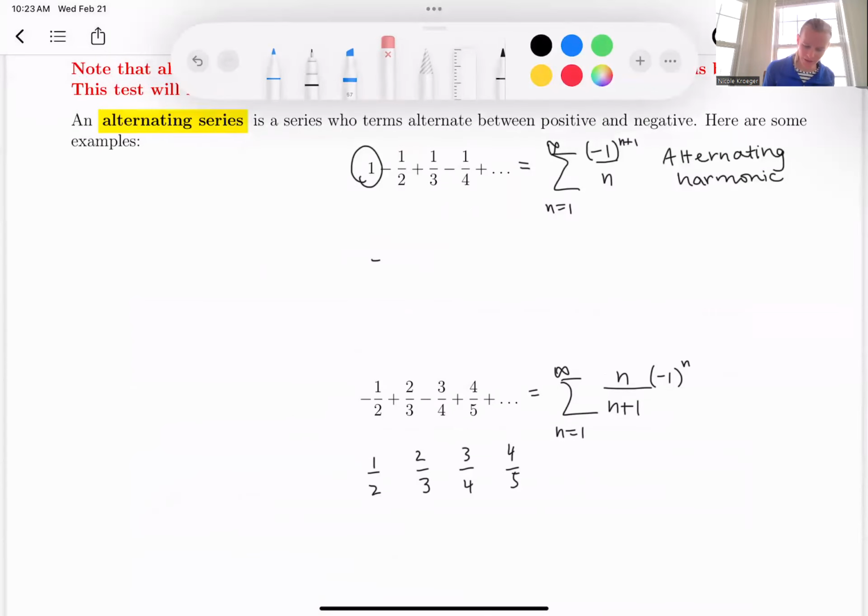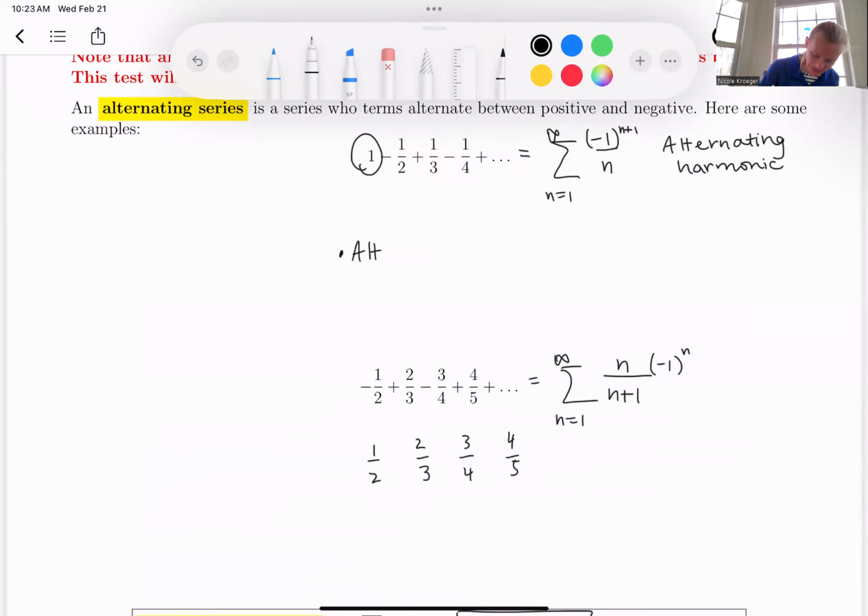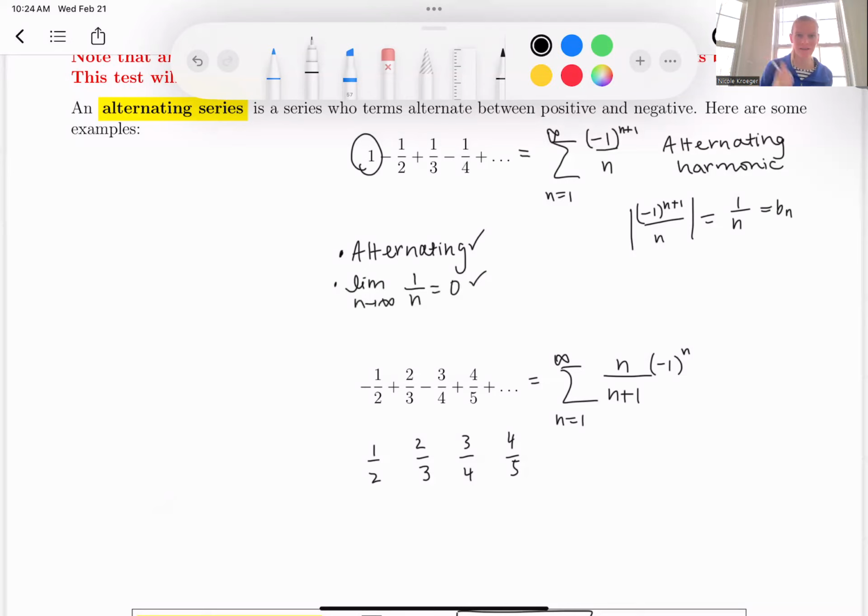So if I look at that alternating harmonic series, I'm going to write down my conditions. So it is indeed alternating. Cool. Now I need to look at the positive pieces. If I look at the absolute value here, the positive pieces are just 1 over n. So this is the sequence that we're calling b sub n in that definition. I need to look at the limit of those positive pieces. That limit is definitely 0. That's good, that's what we wanted. And if I look at 1 over n as a sequence, that is definitely decreasing. Each term is getting smaller.